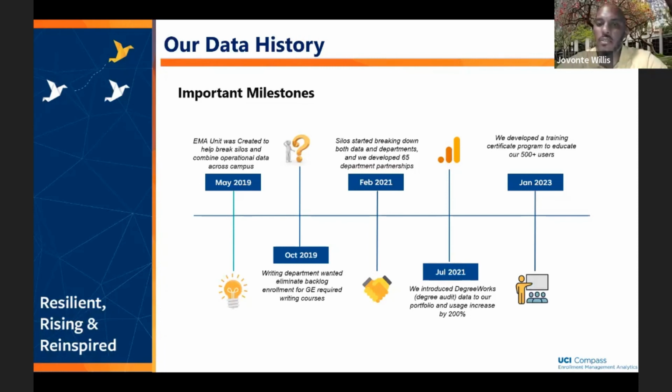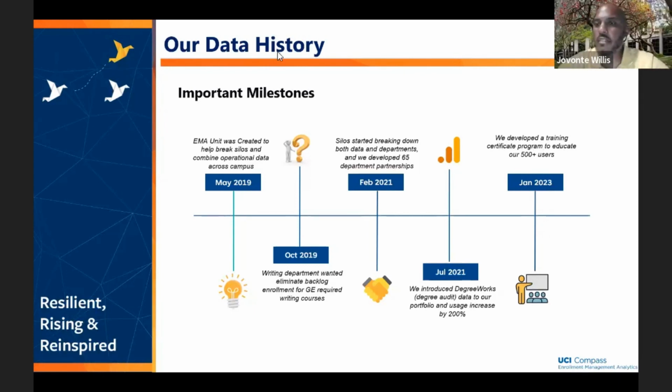By February 2021, we really started breaking down these silos and bringing all these different data on campus together. Within about a year and a half, we went from having one partner on campus to working with 65 different departments and partnerships on campus. And it's because of that foundation of partnership that we tried to build with the users. The next key milestone happened in July of 2021. We introduced degree audit data into our portfolio, and we saw the usage of our analytics system increase by 200%.